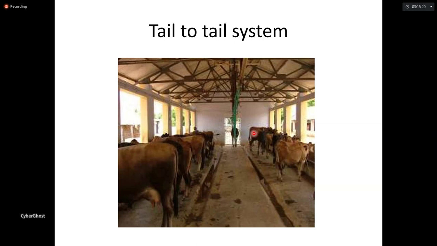With the udder, everything can very easily be checked by one person who is walking through this central alley, right?